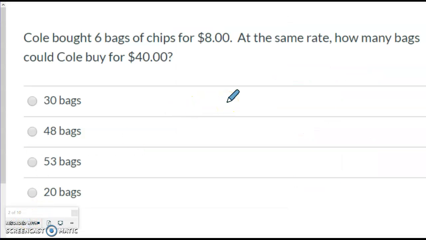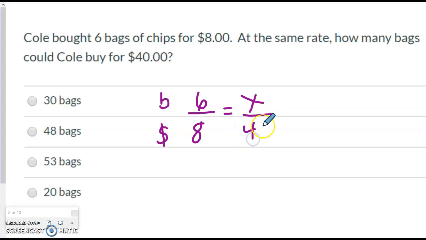Cole bought 6 bags of chips for $8 at the same rate. How many bags could he buy for $40? This I would set up as a proportion. So we have the bags of chips and we have the price or the money that he's paying for them. If we're buying 6 bags of chips for $8, knowing that, we can predict how many bags he could buy for $40. And I'm having to write with my mouse, so sorry if it looks crazy.